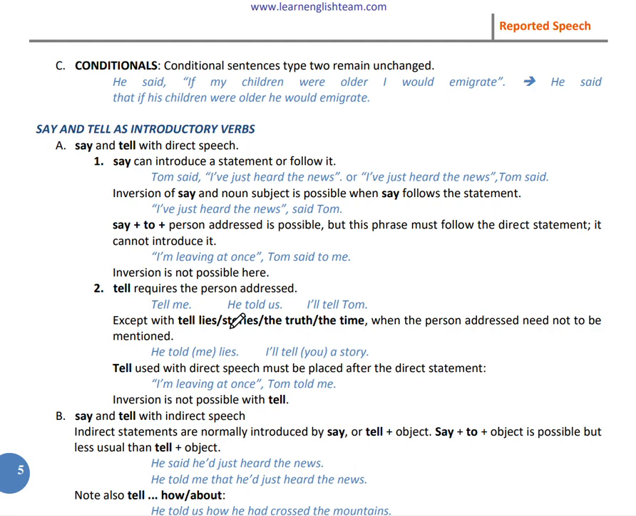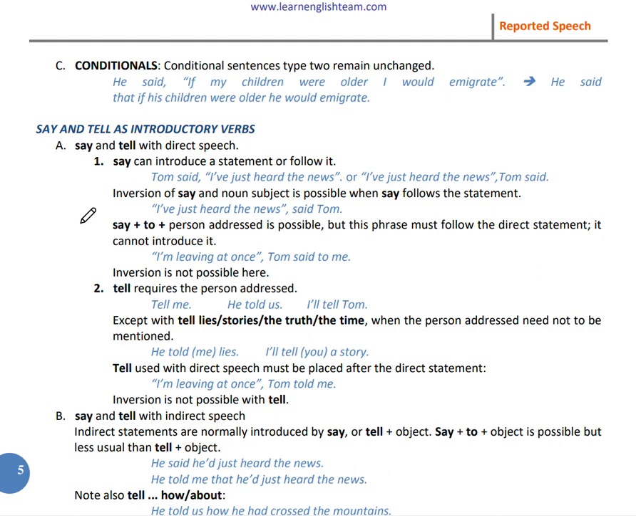Say and tell as introductory verbs. Now, say and tell with direct speech. So, say can introduce a statement or follow it. Tom said, "I have just heard the news." "I have just heard the news," Tom said. Great. Now, in this inversion, say and a noun subject is possible when say follows the statement. "I have just heard the news," said Tom.